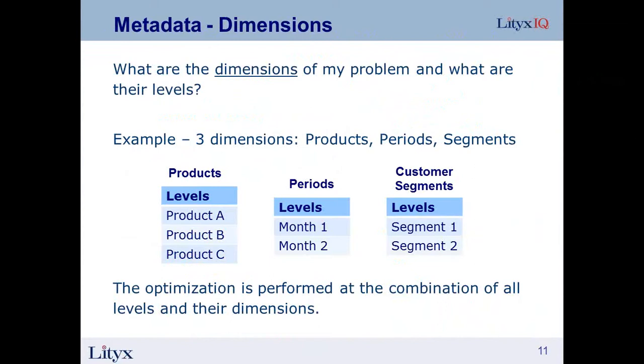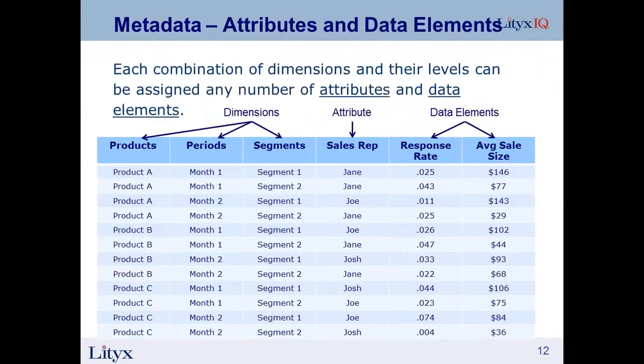And at this time, we'll also list out the different levels, as we'll call them, the levels of the possible values for each dimension. So for this example, we have three products, and we've simply labeled them here, products A, B, and C, 2 time periods, and 2 segments. So this definition is important because the optimization that we're going to wind up doing here is performed at the level of the combination of all these dimensions and their levels. And we'll see that a little bit more clearly as we move forward.